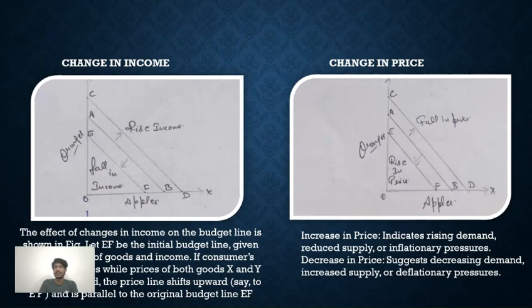Now, the second graphical representation is for change in price and its description. Increase in price indicates rising demand, reduced supply or inflationary pressure. Decrease in price suggests decreased demand, increased supply or deflationary pressure.